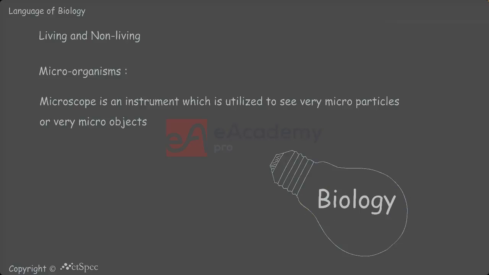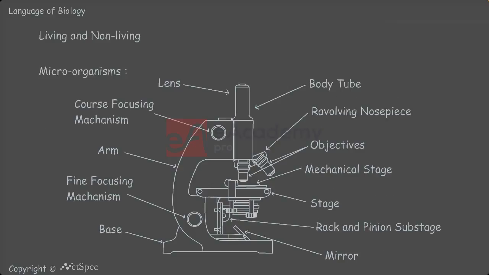Certain parts are there in a microscope. Let us see what those are. Those are lenses, through which we are observing. This is the coarse focusing mechanism, this is the arm, and this is the fine focusing mechanism. Here we are going to place the slide which we want to observe.